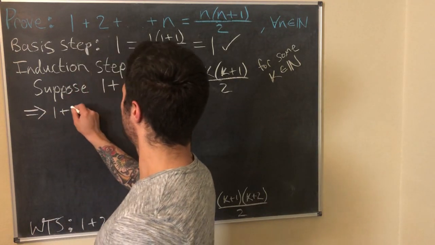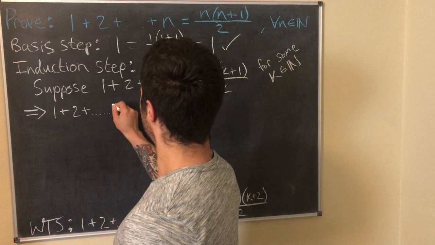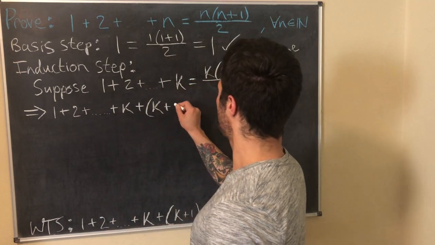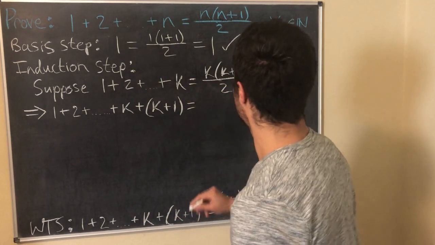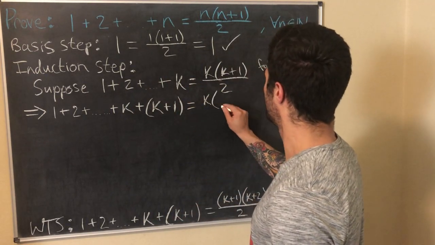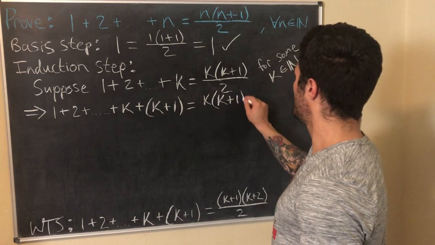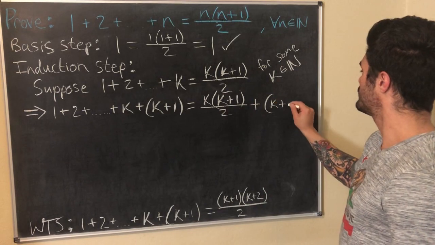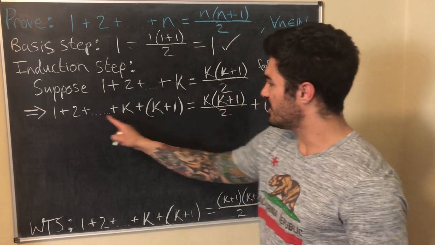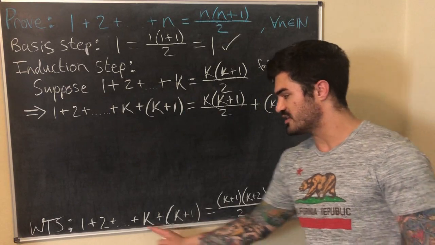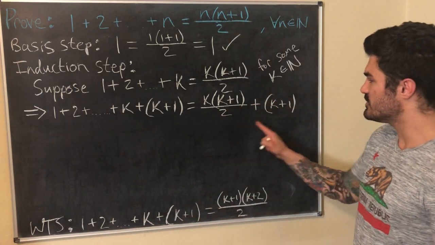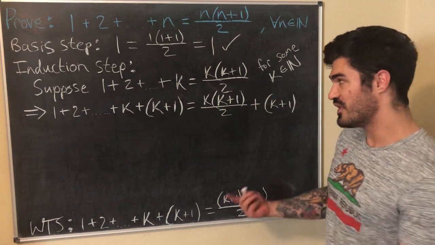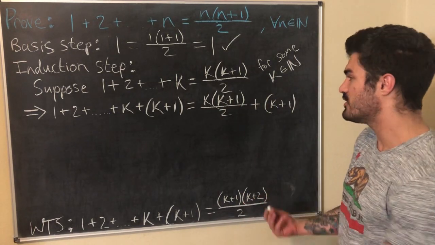This implies that 1 plus 2 plus ... plus k plus 1. I'm just adding this k plus 1 to both sides. This implies that this equals, well, what do we have here? K times k plus 1 over 2 plus k plus 1. And now I have the left-hand side of the equation exactly like the left-hand side of what I want to show. So all I have to do is take this right-hand side and show that this equals this right-hand side. If I can do that, then I'm done. Then I've shown exactly what I want to show.